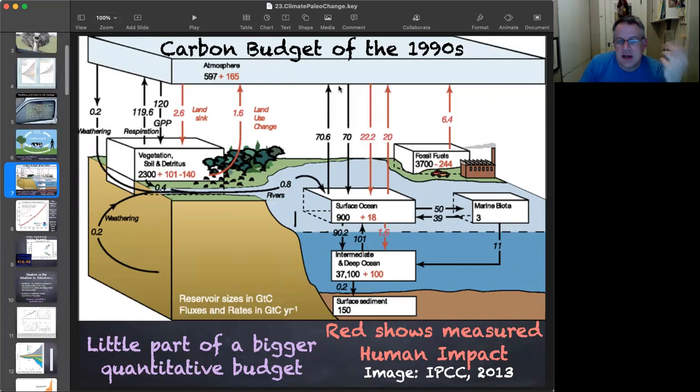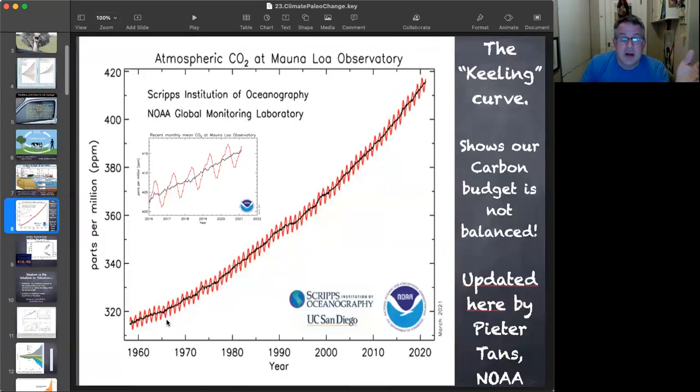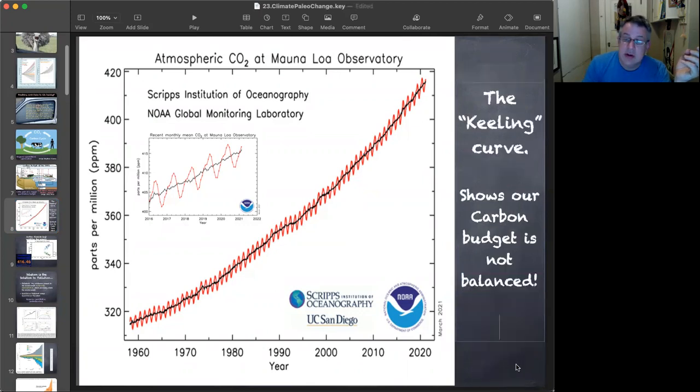So how could you figure this out simply? Well, you could just go and measure the carbon dioxide levels in the atmosphere and see what you get. Bingo. That's what Keeling has done. And this is an update. I just updated it by downloading it from Scripps again. So this is the so-called Keeling curve.